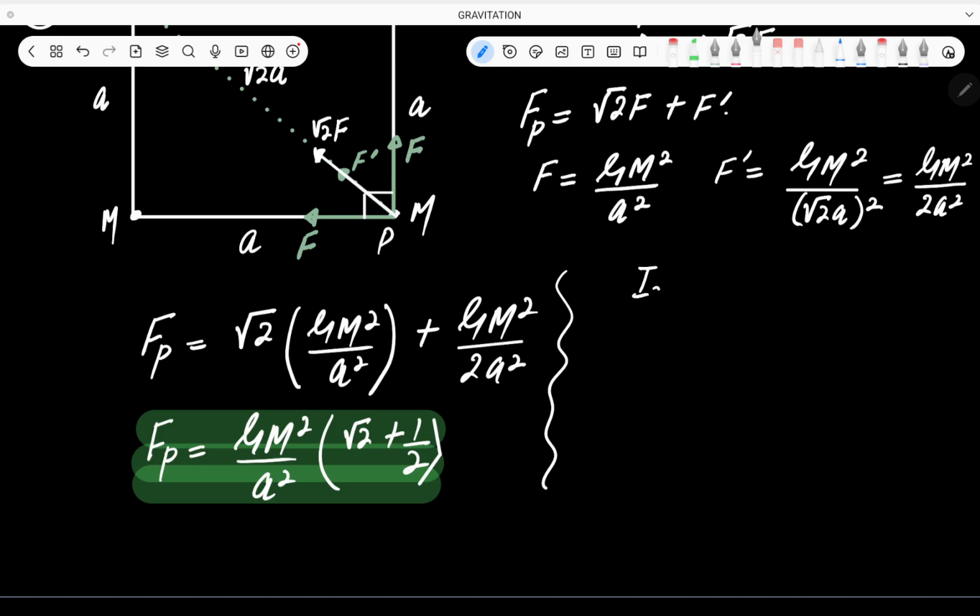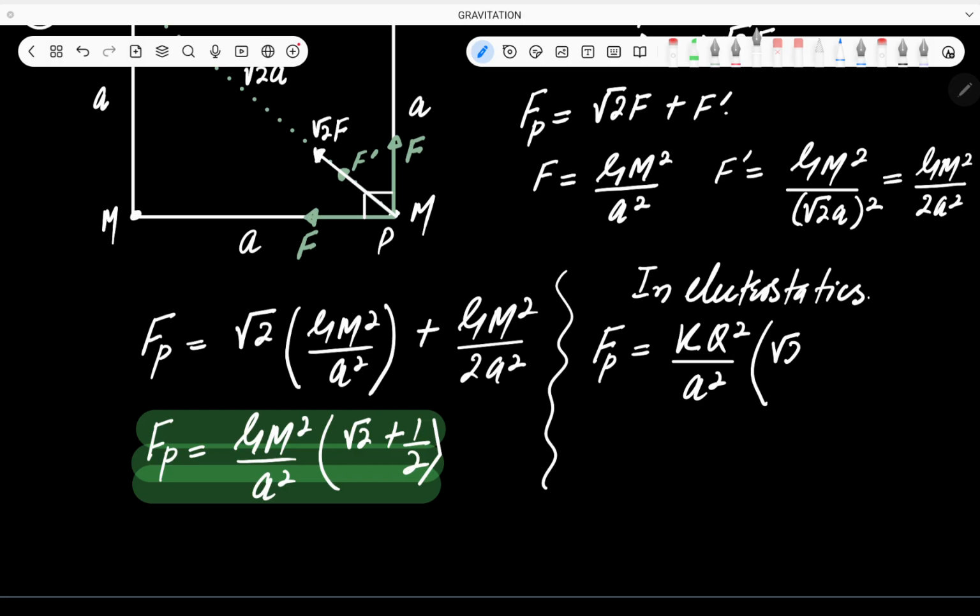In electrostatics, the question is exactly the same. The answer will be something like this: the net force on the particle P will be, G will be replaced by K, where K is the electrostatic constant. M square के बदले में क्या लिख सकता हूँ? Q square divided by A square multiplied by what? Multiplied by root 2 plus 1 by 2. This will be the answer to the question in electrostatics.